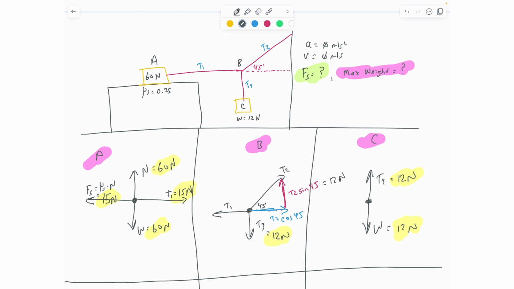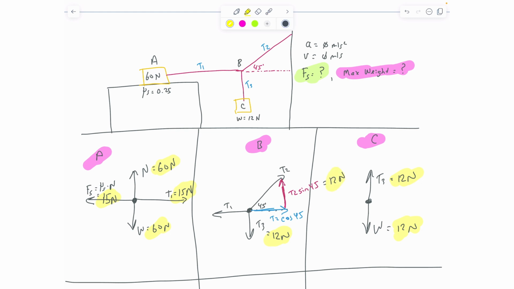Because this is the downward. See that? That's the downward, and the upward. This is the down force. This is the up force. They have to balance each other. So because this is 12, this also has to be 12. So T2 sine 45 has to be 12.